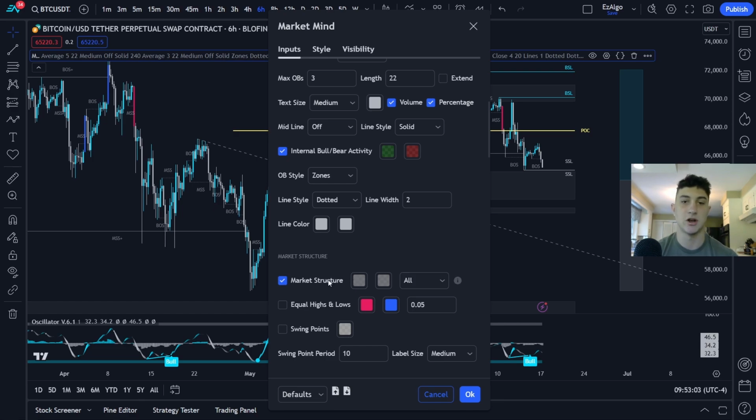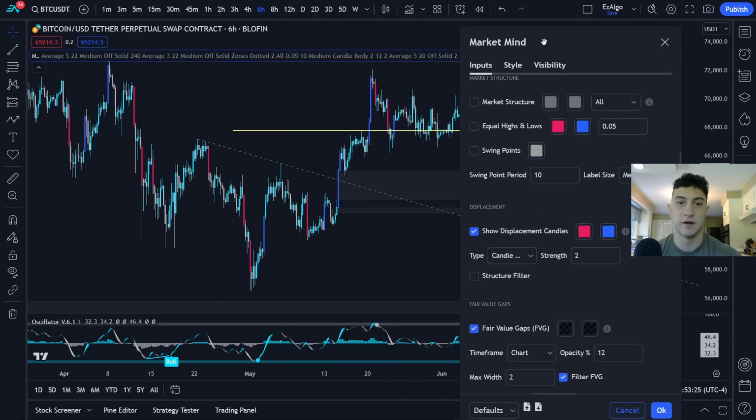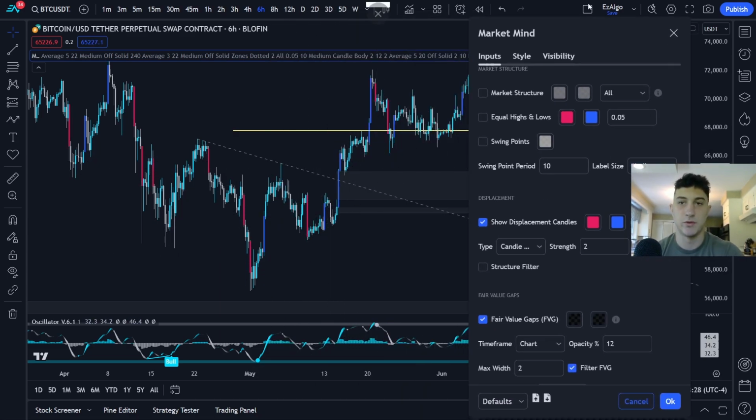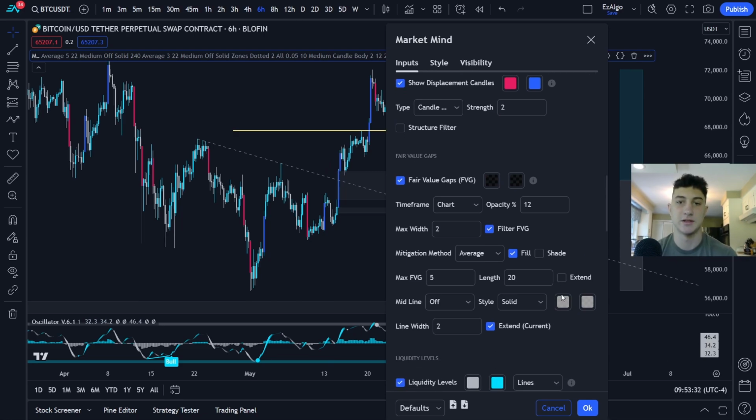Market structure, we're going to turn off as well, because really you want to get to a point where you don't need an indicator to tell you that market structure is breaking. You eventually want to be able to spot it yourself with your own eyes. Keep scrolling down. Displacement candles, we're going to keep on, and we're also going to turn off the structure filter. We want to see all the displacement candles that this indicator has to offer. As you can see, it has these blue and red candles. That's perfect. Fair value gaps, we're going to keep toggled on as well.